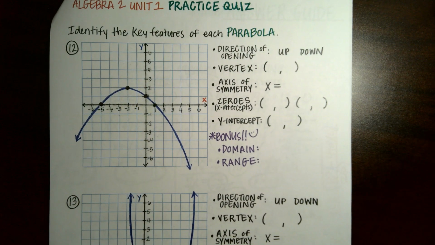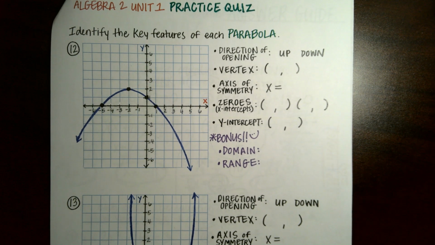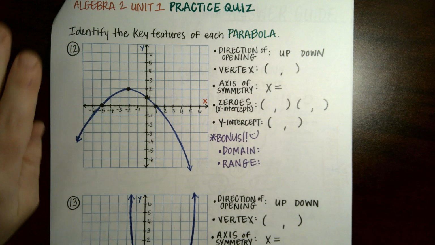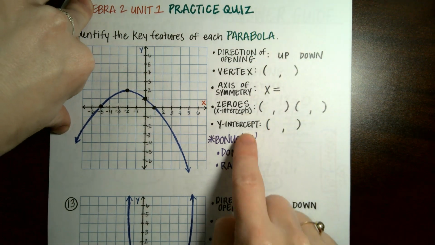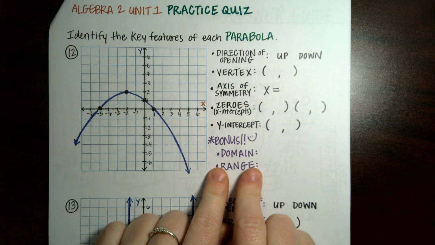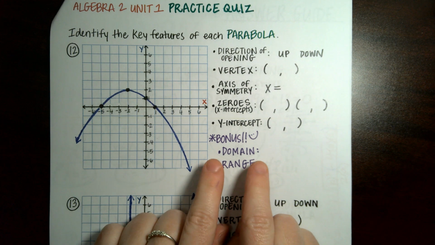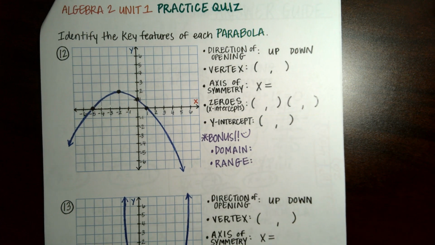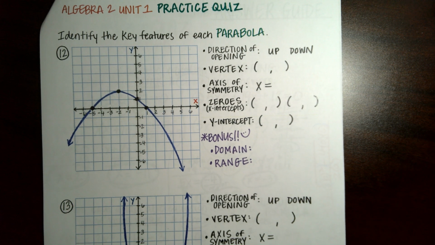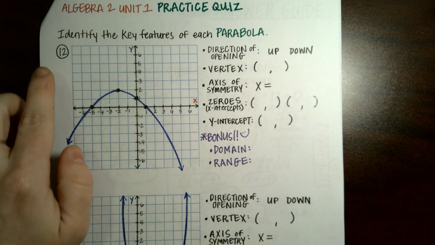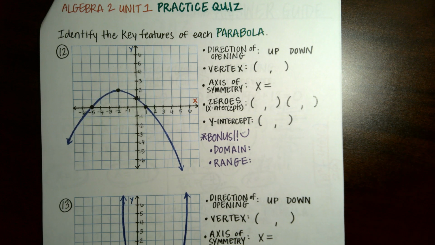So now we're looking at parabolas. Okay, so we're just going to be identifying the different features that I have listed off to the side, and we're going to learn something new today a little bit. But this is a bonus question. So let's start with the first question on number 12, a direction of opening, what is it?